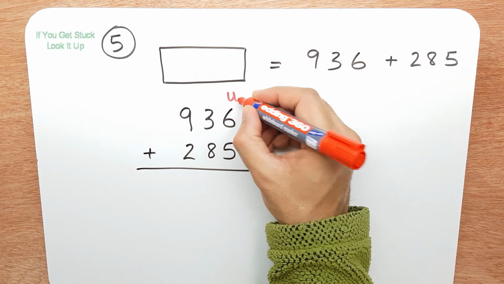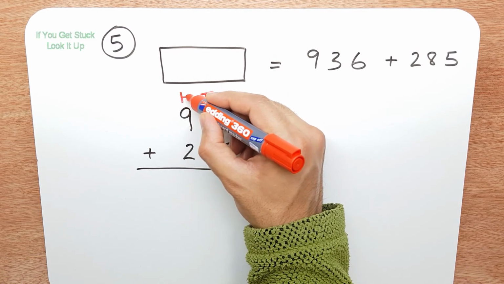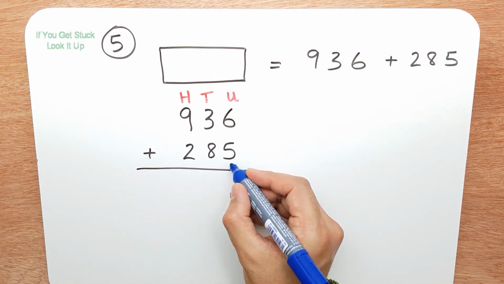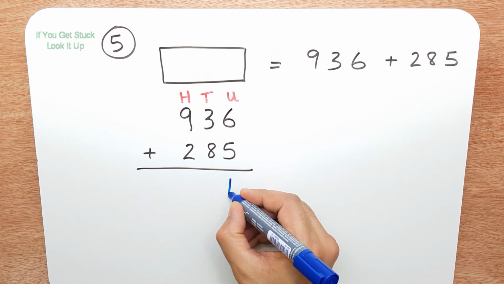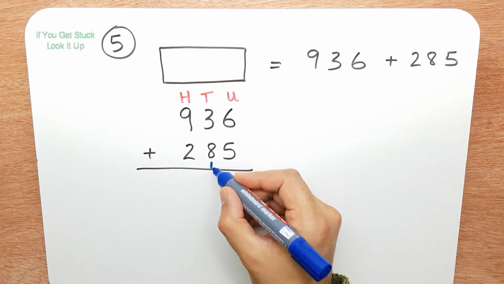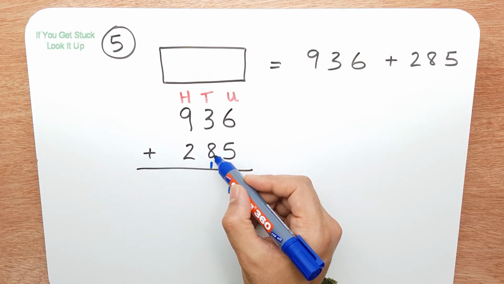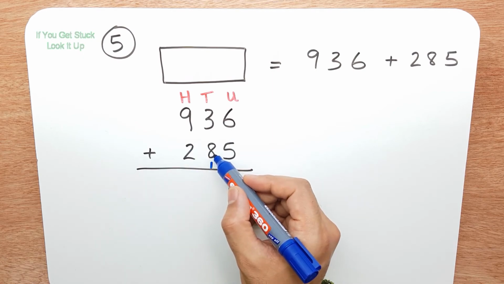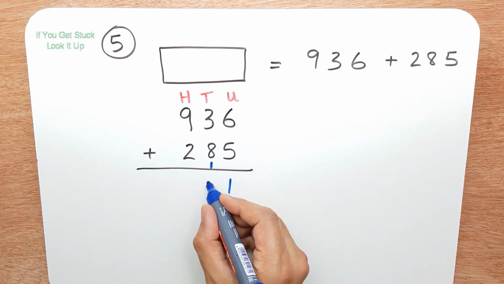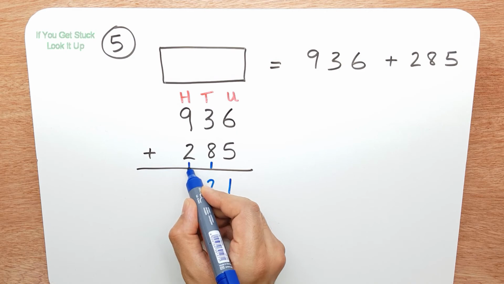So this is the units column, or the ones, tens, and then you have the hundreds here. 6 add 5 is 11. So we put the 1 here and carry the 1 into the next column. Now we move on to the tens column. 3 add 8 is 11, plus the 1 that you've carried over is 12. So from the units, or the ones, we put the 2 here and we carry the 1 over to this column.